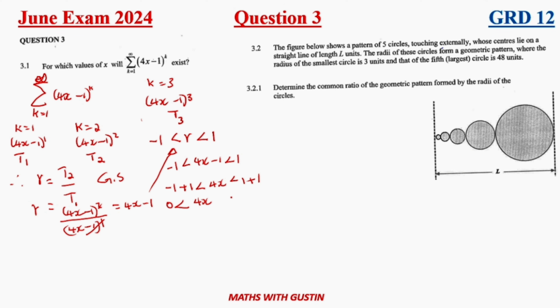Okay, so 0 less than 4x less than 2. Right, so therefore you would divide everything by 4 in this case. So therefore this series would actually exist if x is greater than 0 but less than 1 over 2. And that's how you would answer a question like this one here.